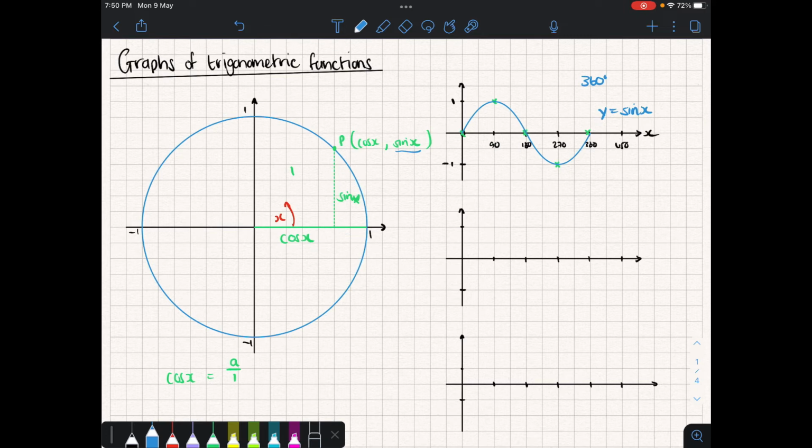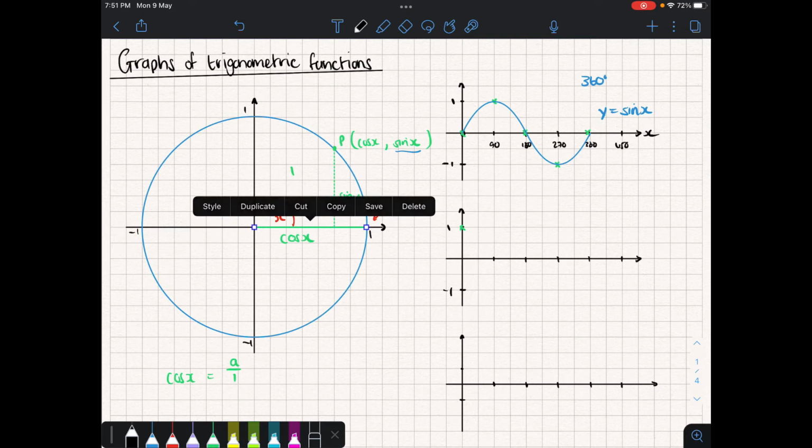Now, in exactly the same way, we can now map cos. Now, cos is not looking at the height from the origin. It's looking at how far left and right we are. So if we start at an angle of 0 degrees, which is where we are now, we'll notice that point P is all the way over here at +1. So we're all the way up here at 1.